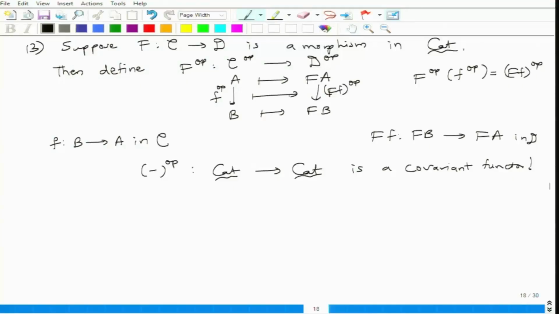So this square which we drew, that is not needed for the conclusion that op is covariant? Because we have already defined f op from C op to D op. At that statement itself, we get that op is covariant. Yes, but ultimately I have to draw the square to convince everybody that the directions are indeed correct.